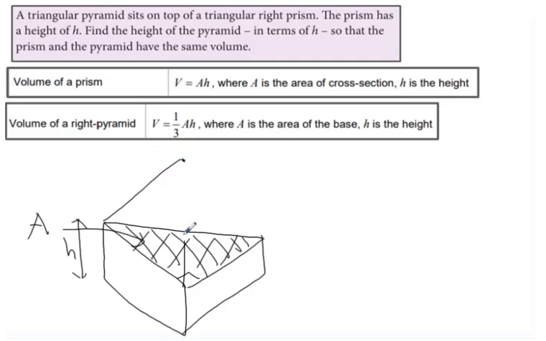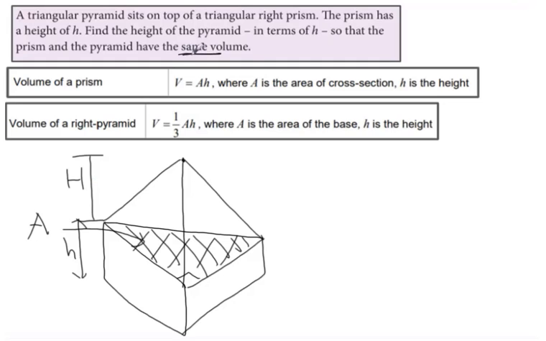So 1, 2, 3. It's maybe not that easy to visualize, but it's supposed to be 3 identical right-angled triangular faces. Right, so we don't know this height, but we do know that they have exactly the same volume. So we could call this big H or something like that. You could call it Y, you could call it X, you could call it anything really. But basically now we need to form an equation.